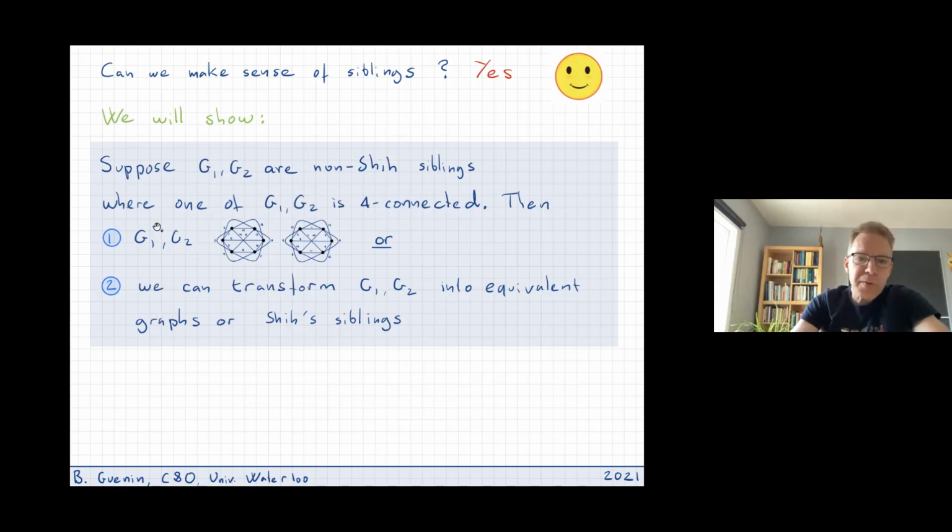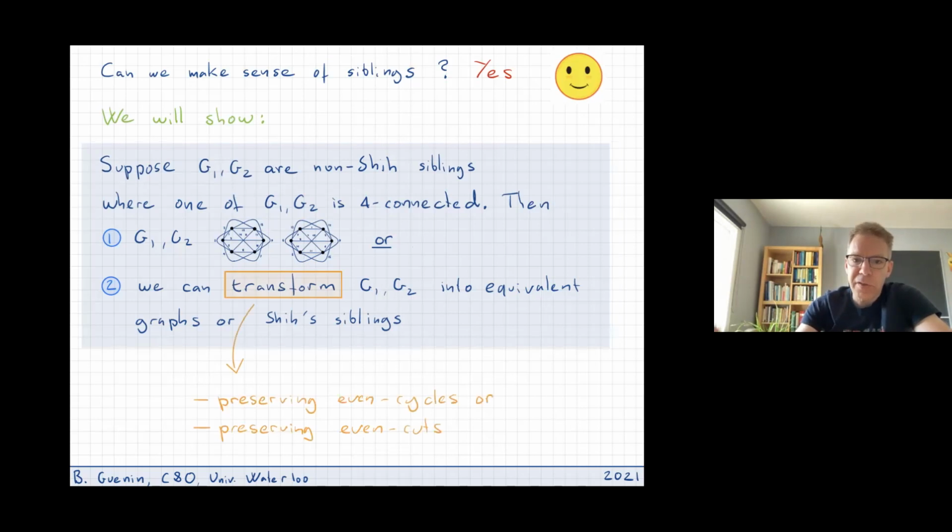So one possible outcome is that they essentially arise from the construction, which is this K6 example. That's fine. It's a nice construction, and it's also a very concrete construction. Otherwise, I'm going to show you that we have two operations, and I can just apply one of those two operations, and then I'll get back to one class which I know, which is either that the two graphs are equivalent or that they're Schi siblings.